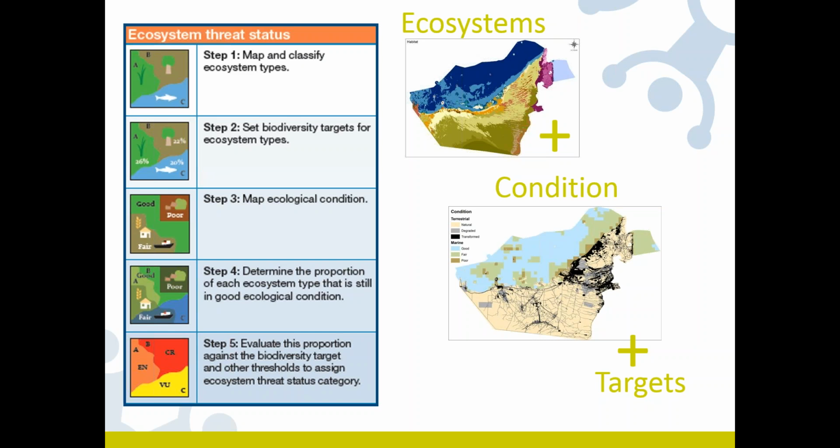So the first of these is assessing ecosystem threat status. To do this, we would map and classify our ecosystems. So we take that ecosystem map that I showed you. We'll set our targets for each of the ecosystems on the map. We'll map our ecological condition in the third step. We will then evaluate what portion of each ecosystem type is still in good ecological condition, and essentially evaluate these in step 5 against thresholds to assign categories. John, next slide.